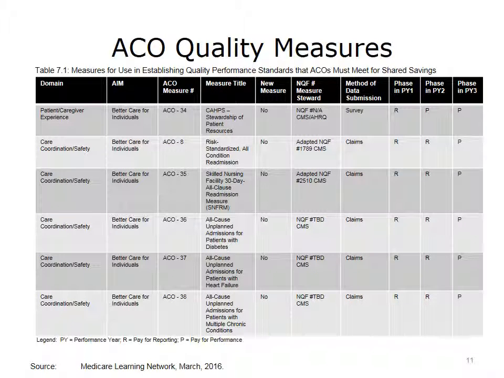Here's an example of alignment with the National Quality Strategy. For 2016, the quality metrics for Medicare ACOs include 34 measures. These measures fall into 4 of the 6 NQS domains. 1. Patient and/or caregiver experience. 2. Care coordination and/or safety. 3. Preventive health. And 4. Care for at-risk populations. As this table reflects, CMS's expectations for quality measurement become more demanding over time.